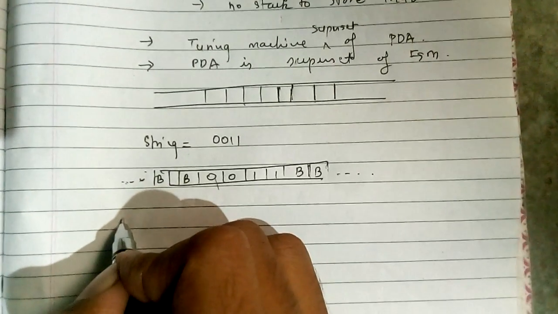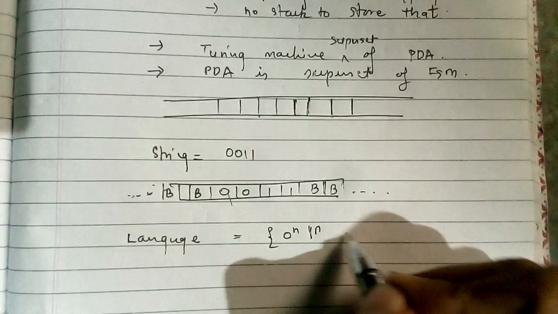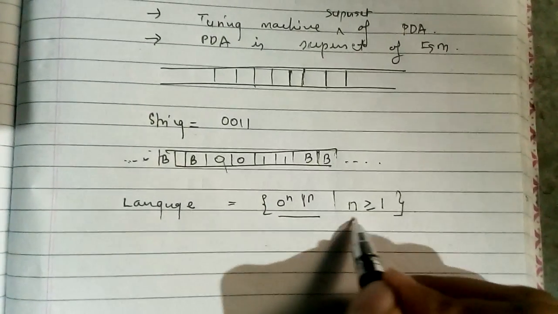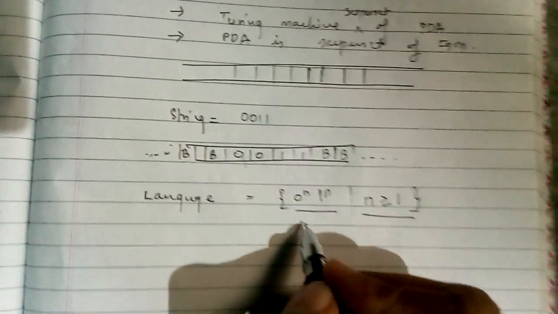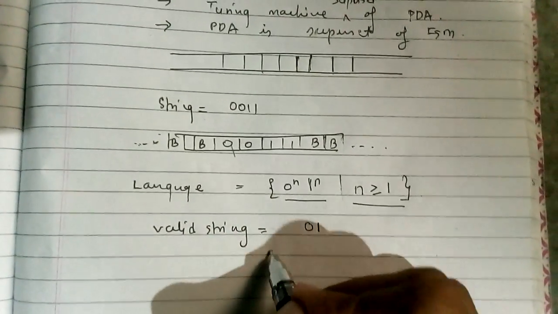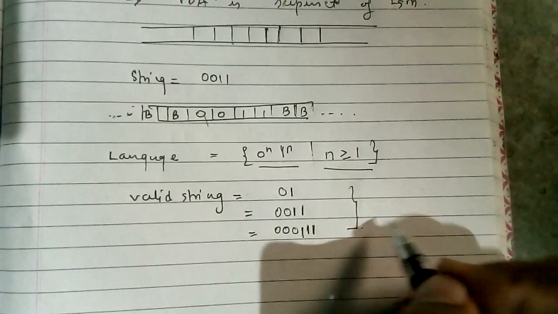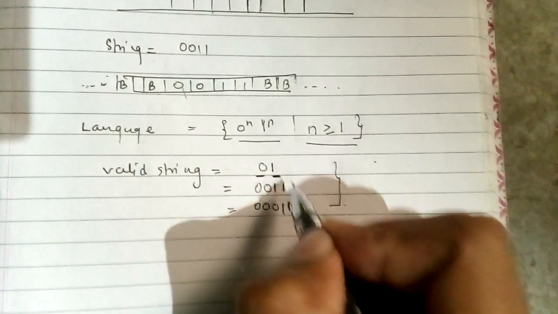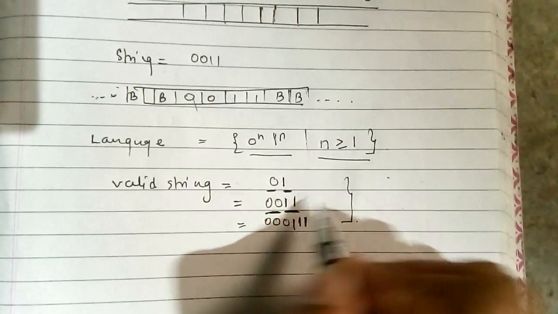Let us take the language that the Turing machine accepts: 0 raised to n, 1 raised to n, such that n is greater than or equal to 1. Before designing the Turing machine for such a language, we will first see our logic. First of all, we will write all the valid strings for the given language. That is 01, 0011, or 000111. After seeing those valid strings, we can identify that the number of occurrences of 0 is equal to the number of occurrences of 1, and the zeros come first, followed by the ones.